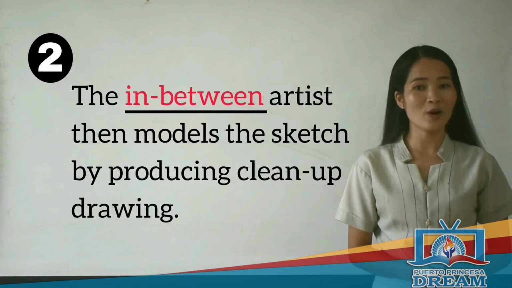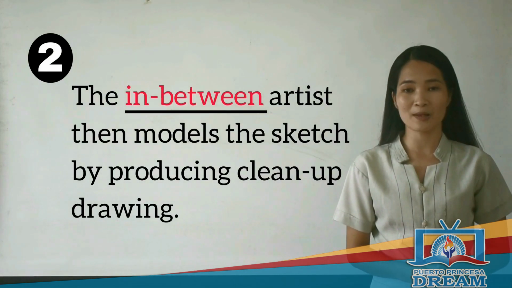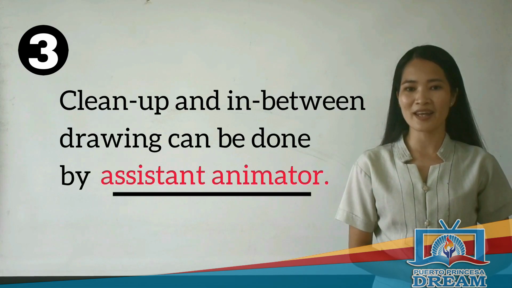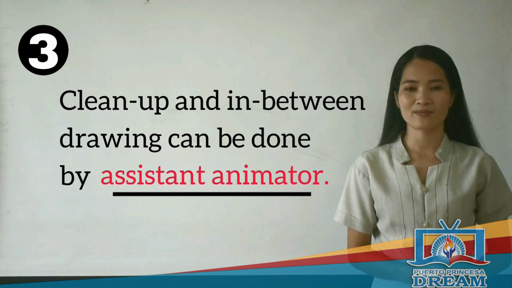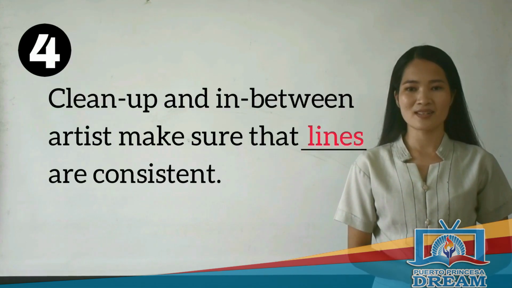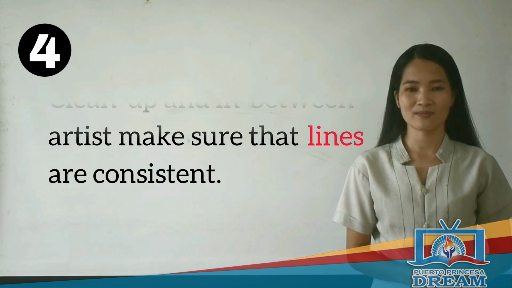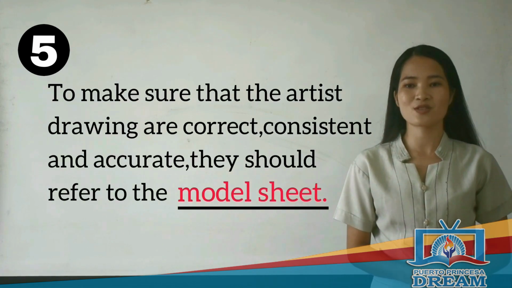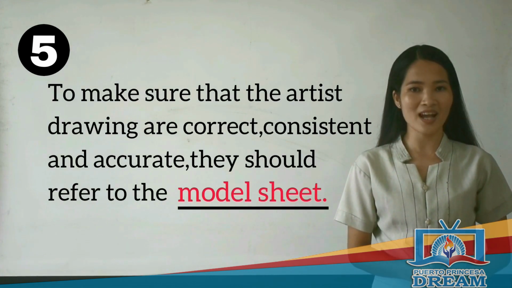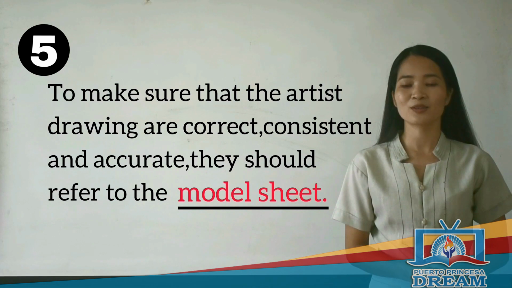Number 2. The in-between artist models the sketch by producing cleanup drawing. Number 3. Cleanup and in-between drawing can be done by assistant animator. Number 4. Cleanup and in-between artists make sure that lines are consistent. Number 5. To make sure that the artist's drawings are correct, consistent, and accurate, they should refer to the model sheet.